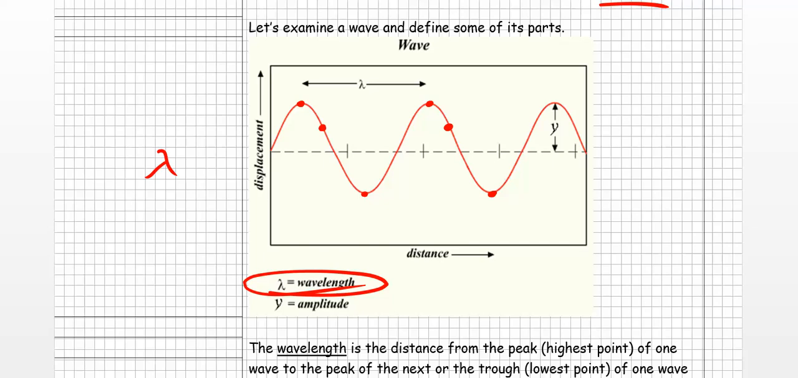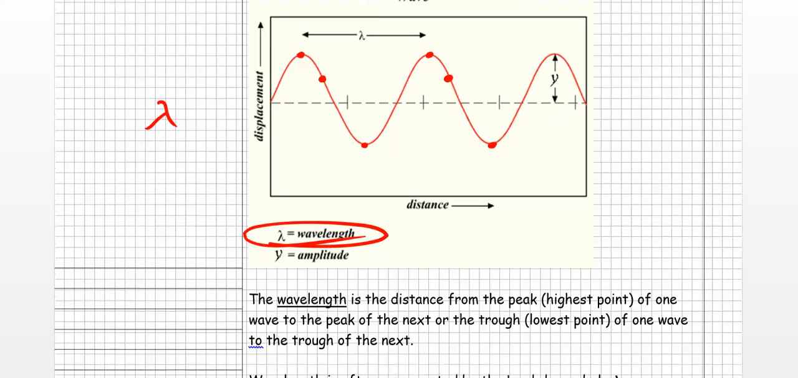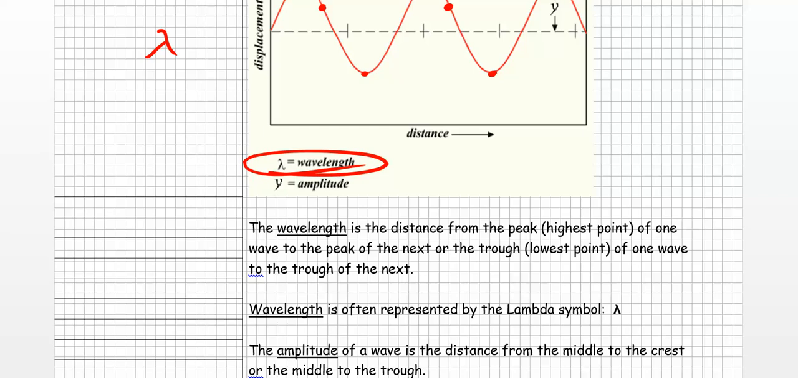Now amplitude. Amplitude is the distance from the middle of the wave to either the crest or the trough. They're the same length, okay? So the amplitude is from the center to the crest or the center to the trough. All right? The wavelength, again, is the distance from the peak or the highest point of one wave to the peak of the next, or the trough, the lowest point of one wave to the trough of the next.